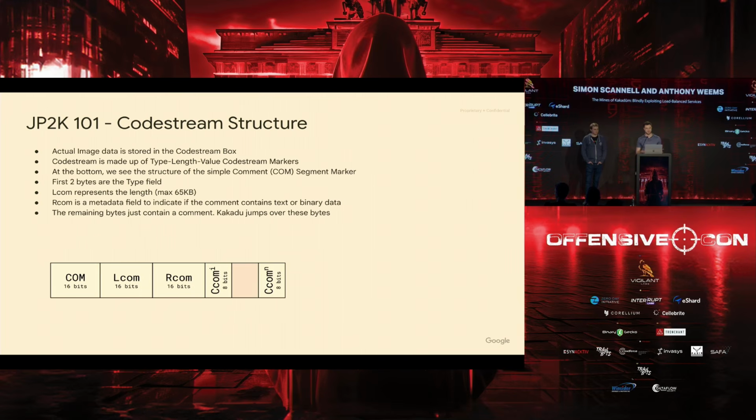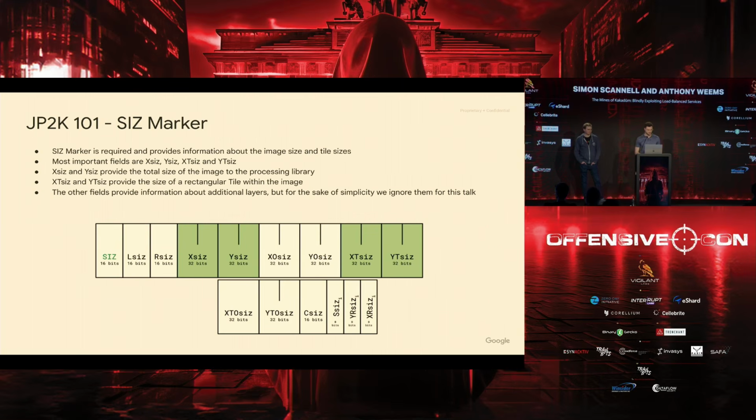It just indicates if the comment data is text or binary, and the remaining bytes are simply the comment itself. So the Kakadu parser also just sees how many bytes there are to the comment, and in this case, it just jumps over the comment data because it doesn't use it for anything.